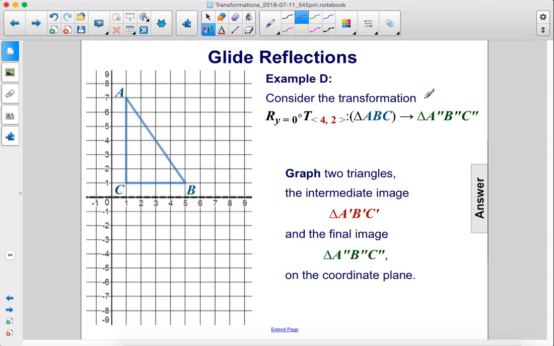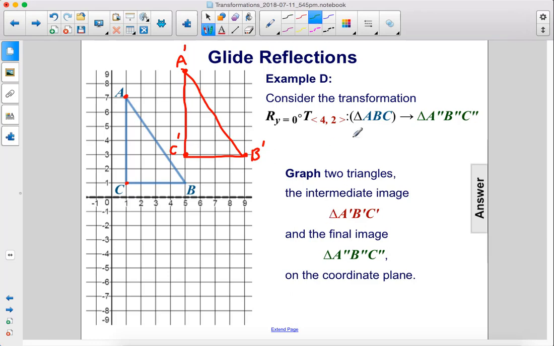Example D. Consider the transformation. All right, so we have a translation and then a reflection that will map triangle ABC onto triangle A double prime, B double prime, C double prime. So we're going to graph two triangles: the intermediate image, so after the translation, and then the final image after the reflection. All right, so first let's do the translation. So we're going to go 4 units to the right. So let's take A and find A prime. 1, 2, 3, 4. Then we move 2 units up. So A prime is going to be right up there. C is going to move 1, 2, 3, 4, 1, 2. So C prime is here. And B, 1, 2, 1, 2, 3, 4. So B prime is here. So here's our intermediate image, like that.